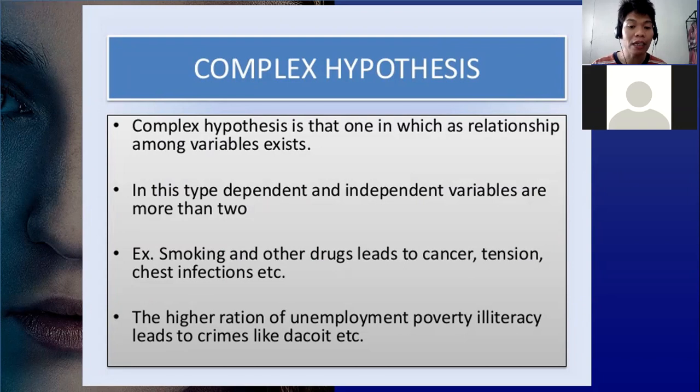For example, smoking and other drugs leads to cancer, tension, chest infections, etc. So as you can see, there are two independent variables here, yung smoking at saka other drugs. Ito naman sa dependent variable, merong cancer, tension, chest infections, etc. So meaning, more than one itong complex hypothesis. Yung variables, each dependent at saka independent.